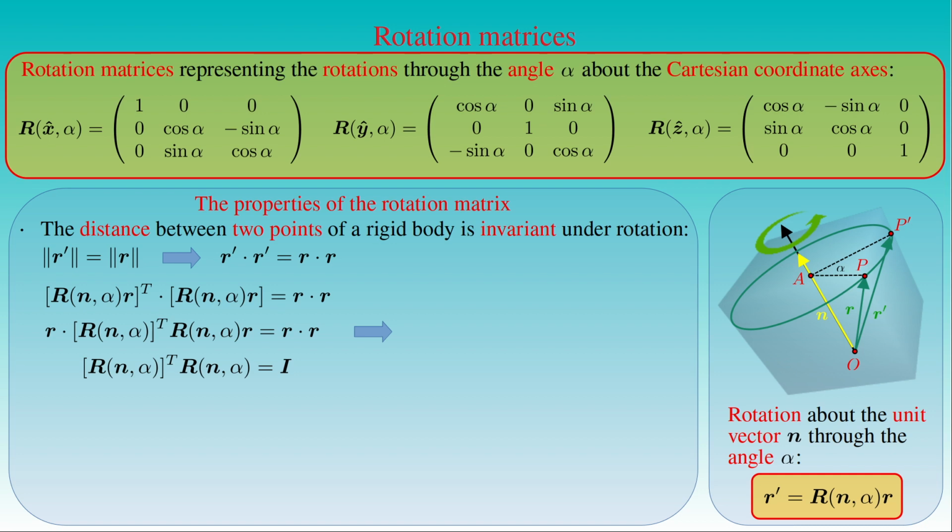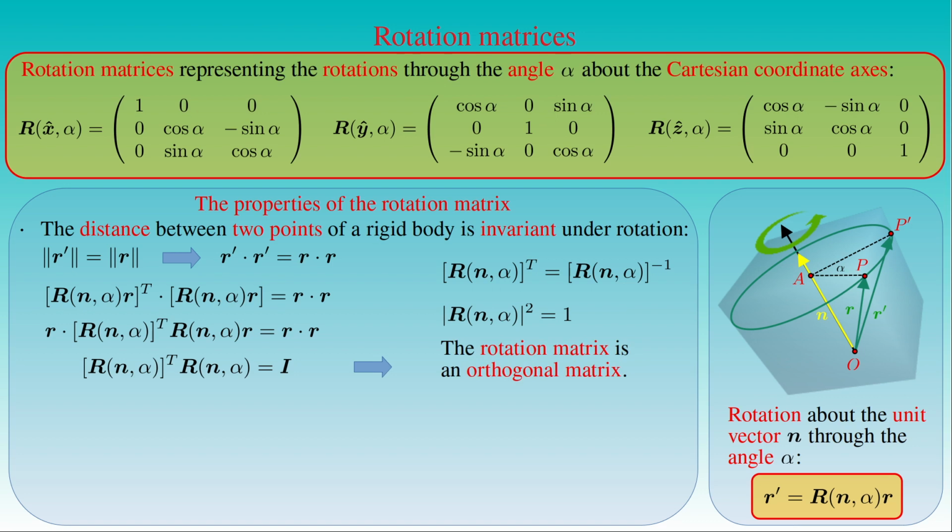Two important results follow from this equation. The first one tells us that the transpose of the rotation matrix R is equal to its inverse. The second result is based on the fact that the determinants of a matrix and its transpose are equal, and tells us that the square of the determinant of the matrix R is equal to 1. Such matrices are called orthogonal matrices, that is, the rotation matrix of a general rotation is an orthogonal matrix. Other properties of the rotation matrix also follow from geometric considerations.